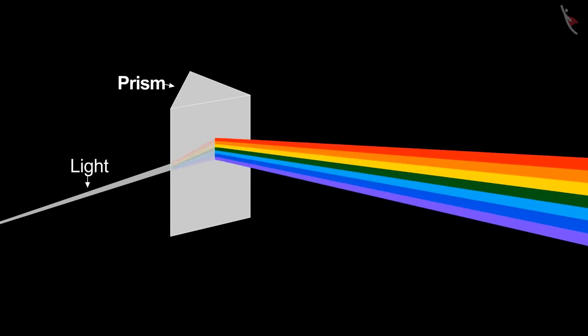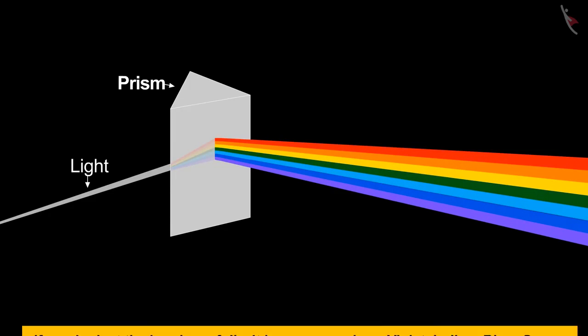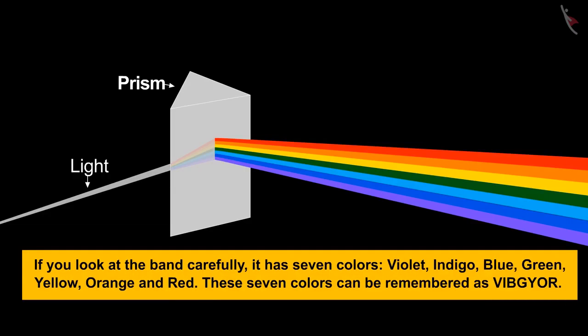In a dark room, place the prism on the base of the triangle and focus light on any of the rectangular surfaces. As soon as the light falls on the prism, on the other side we'll see a band of colors. If you look at the band carefully, it has 7 colors in it: violet, indigo, blue, green, yellow, orange and red. These 7 colors can be remembered as VIBGYOR.